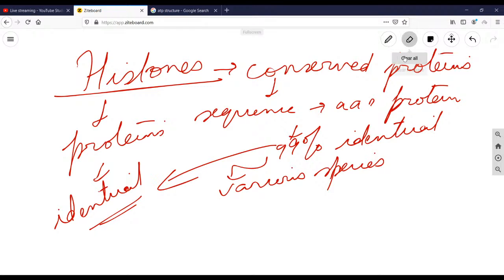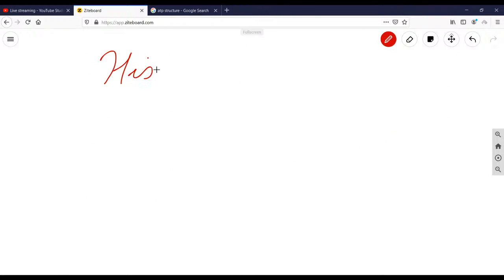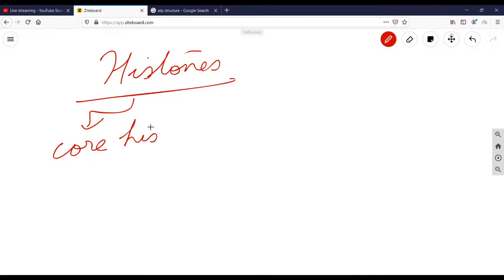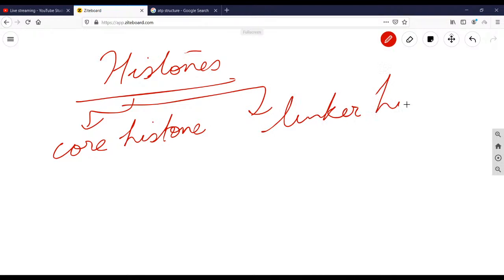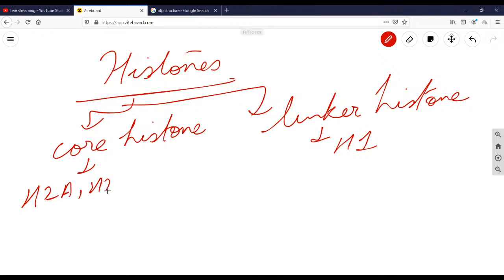Now, histones are of two types. You have core histone, you have linker histone. This is your H1, this is your H2A, H2B, then H3, then H4. So these are the types of histones, and there are various variants of each. Earlier it was known that H3 doesn't have any variant, but research shows that all the histones have specific variants like H3.3, H2A.Z, like that.